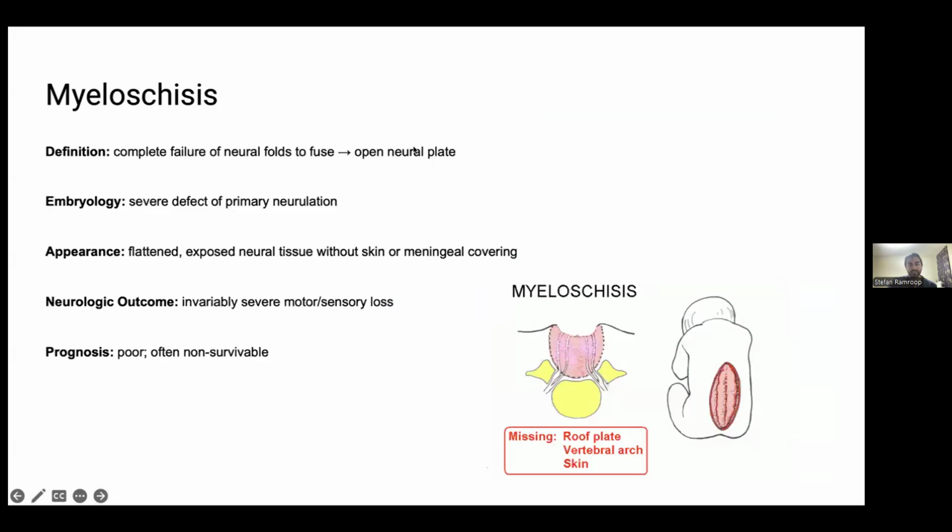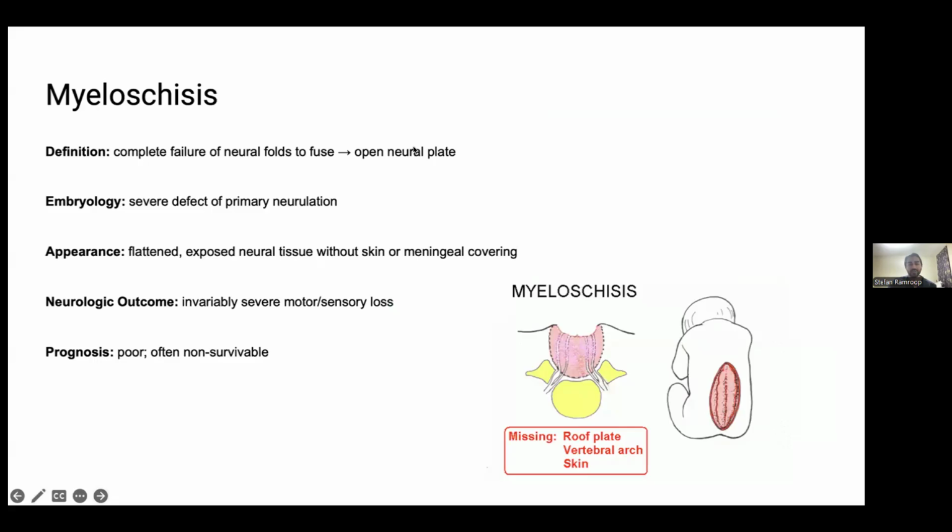Myeloschisis represents the most severe failure of neurulation, and it's a complete absence of neural fold fusion. In this, the neural plate will remain open to the surface with no meningeal or cutaneous covering. The spinal cord essentially is a flat neural plate directly exposed to amniotic fluid, which causes progressive deterioration of neural tissue in utero.